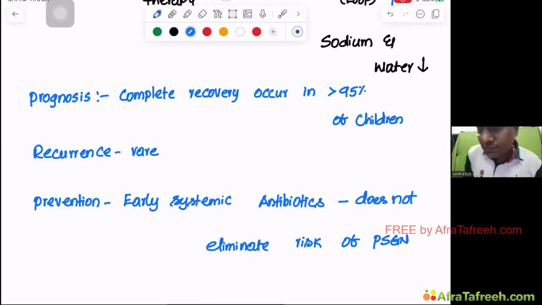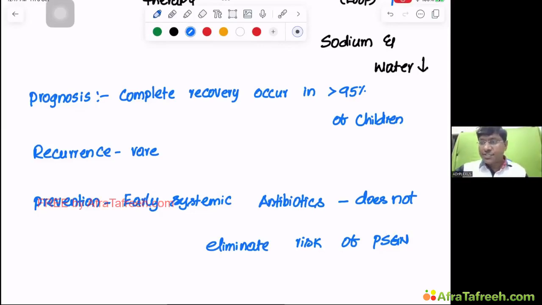Right. So now let me just quickly recap the topic of PSGN, and then we'll move on to Berger's disease, which is nothing but your IgA nephropathy. So PSGN is the one which follows both group A beta hemolytic streptococcal skin as well as throat infection. It most commonly follows streptococcal infection, and occasionally it can even be staphylococcal infection as well. And it is predominantly seen in children.